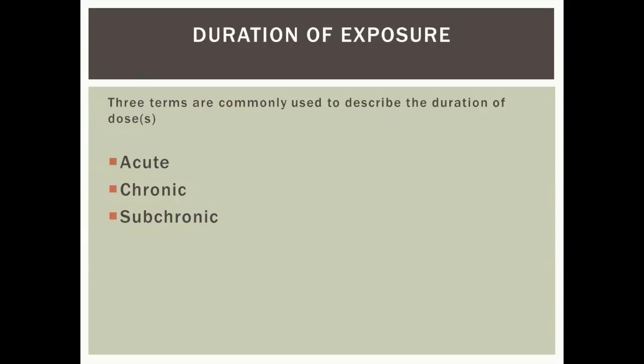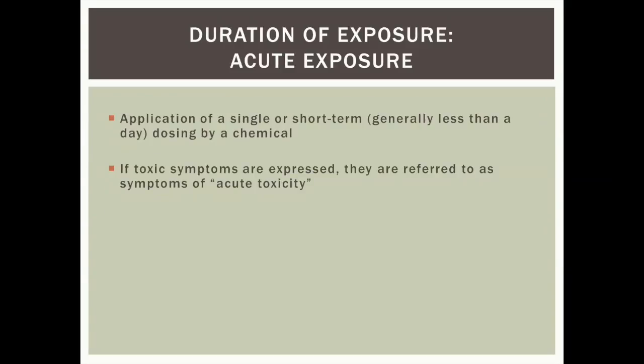Now let's talk about duration of exposure. There are three terms that are commonly used to describe the duration of doses: acute, chronic, and subchronic. Let's examine those more closely. First, let's look at acute exposure. Acute exposure is exactly like it sounds. It's the application of a single or short-term dosing of a chemical. If toxic symptoms are expressed, they are referred to as symptoms of acute toxicity.